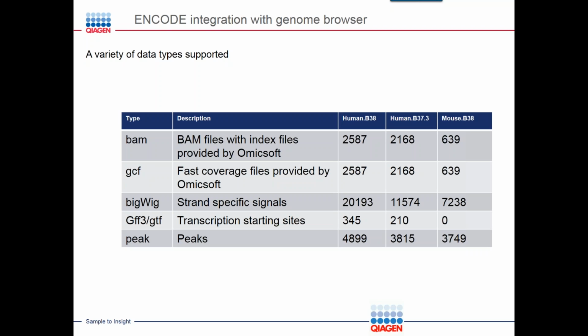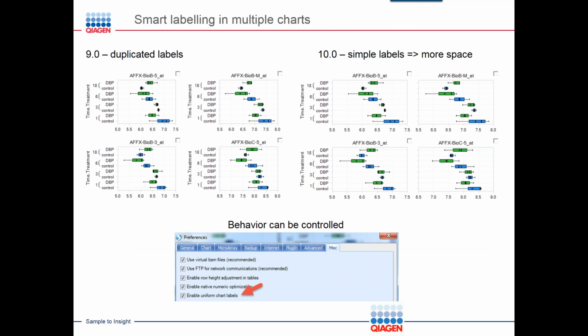But the point is that with ENCODE integration, the user can access one or hundreds of these tracks of this 60,000 instantly. That's our goal. So basically, the user can use Omicsoft Genome Browser as a visualization tool for any or all of the ENCODE data.